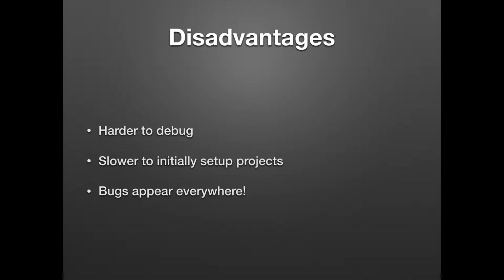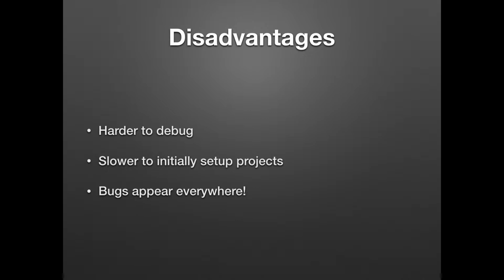Slower to initially set up projects. If you don't have a component library and you're starting off, you need to go and create components for everything. And that can seem like a daunting task. My recommendation is that you only create the components you need, and you only create the functionality of those components that you need now. And then when you come across extra functionality, you go and add it to that component or create a new component.